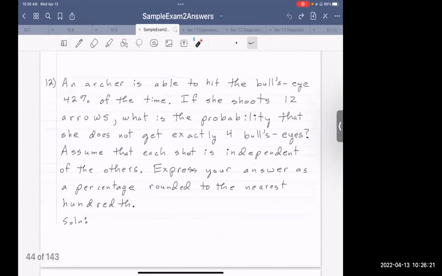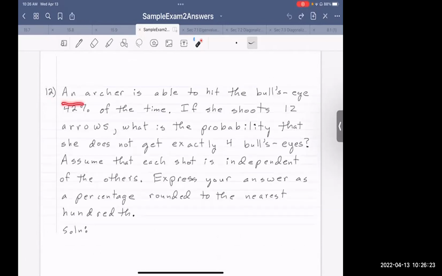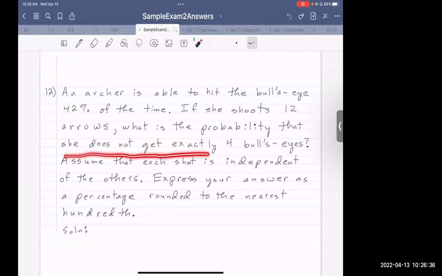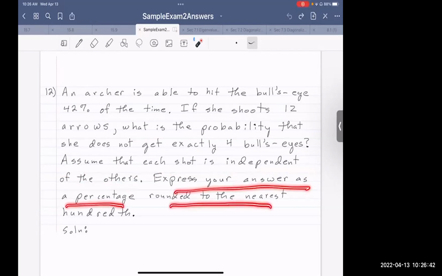Problem number 12. An archer is able to hit the bullseye 42% of the time. If she shoots 12 arrows, what is the probability that she does not get exactly 4 bullseyes? Assume that each shot is independent of the others. Express your answer as a percentage rounded to the nearest hundredth.